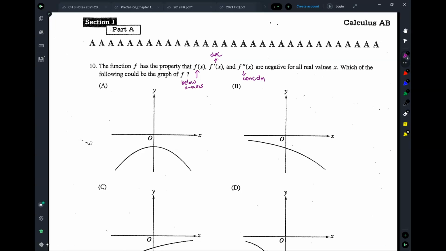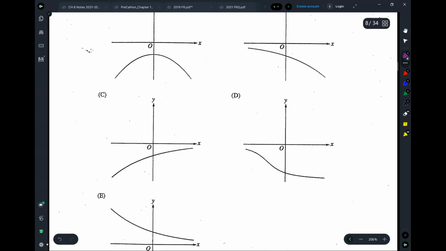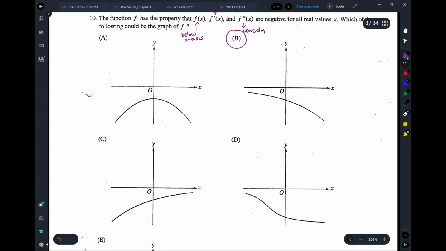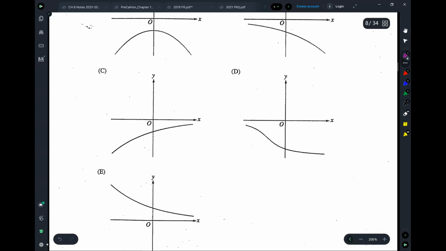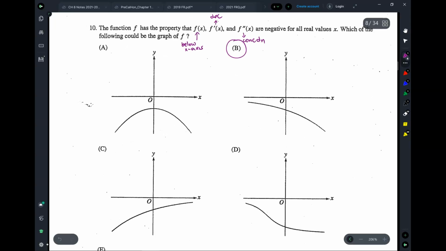So now I know what to look for. Now I want a graph that sits below the x-axis, is decreasing, and concave down. Is it A? No. B? Yeah, could be B, but check some of the other ones as well, because you may have seen it incorrectly before, right? So this one is increasing, can't be. This one's doing all sorts of things. I don't know what that's doing. This one's not even below, so it's B.